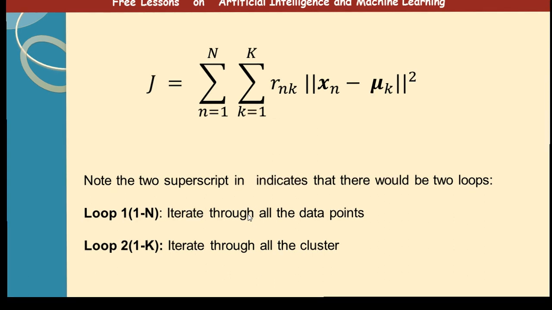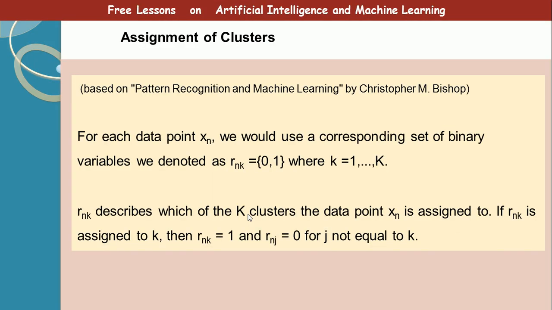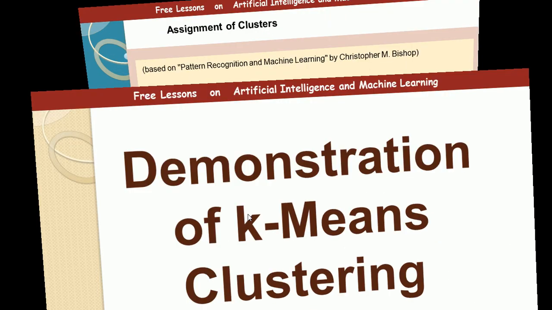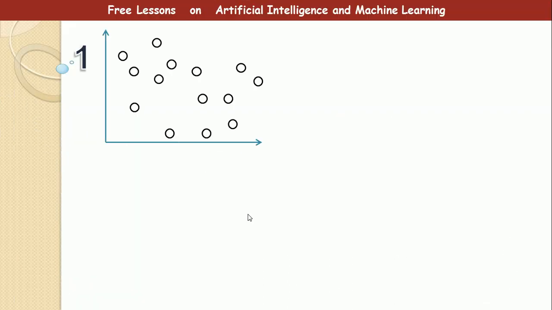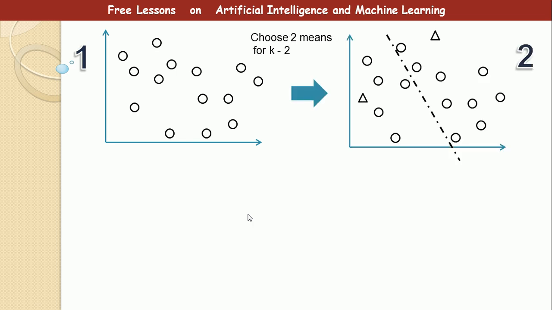So what we are going to do now is demonstrate how clustering works. So this is the interesting part. We are going to demonstrate K-means clustering and see how it works. Step 1, we have our data points. The next thing we are going to do is to choose the means. This time we know that k is equal to 2.